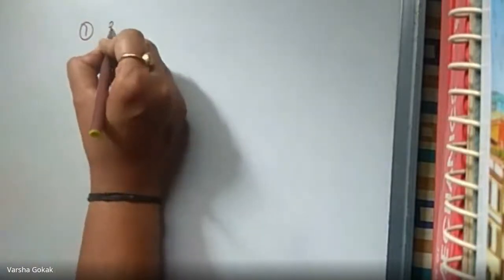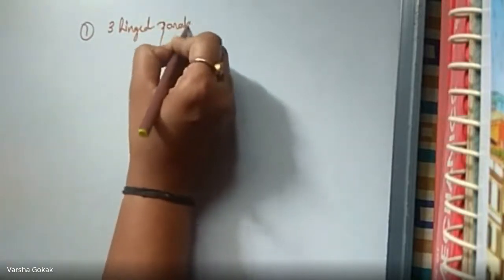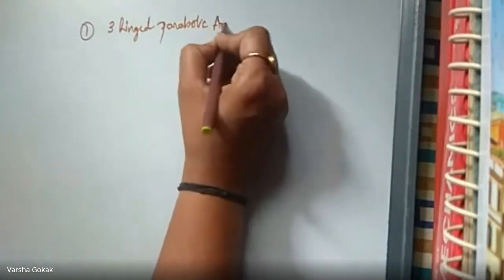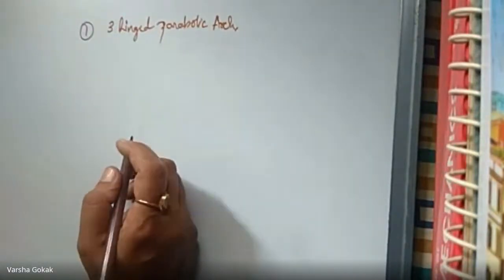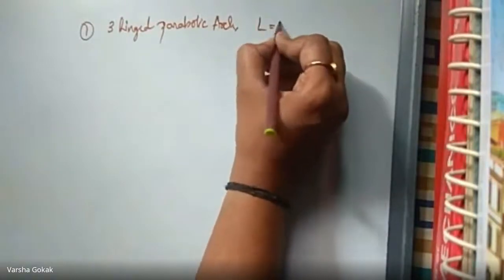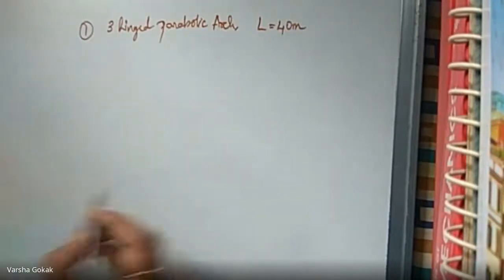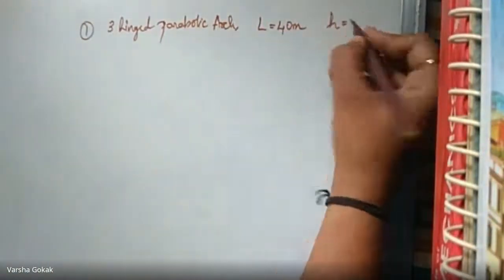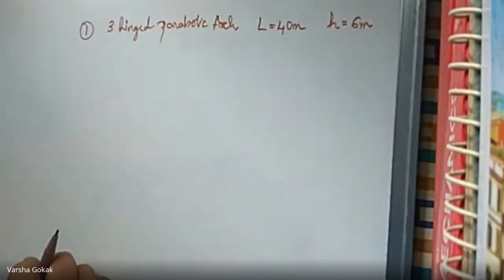So there is a three-hinged parabolic arch. This is the data I'm writing: span equal to 40 meters. So span equal to 40 means L is 40 meters. Span is L, okay? And the central rise of 6 meters. So central rise means crown, that is H is 6 meters. It carries a point load of 100 kilonewton at a distance of 12 meters from the right hinge.